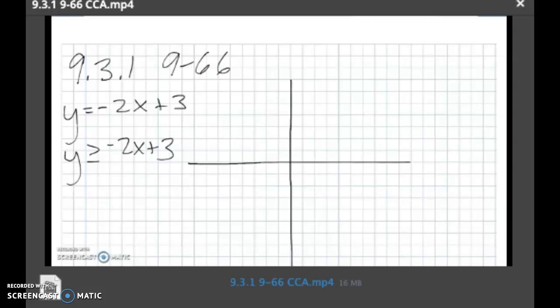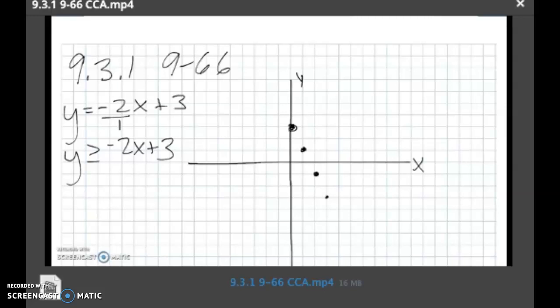So remember, when we are graphing lines, y equals mx plus b, we start with the plus b part. So the plus 3, I'm going to go up to 3 on my y-axis. It's my starting point, my y-intercept. And then my slope is negative 2, and I can always write that as negative 2 over 1. So from my y-intercept, I'm going to go down 2 and over 1. So down 2 in the negative direction, over 1 in the positive direction.